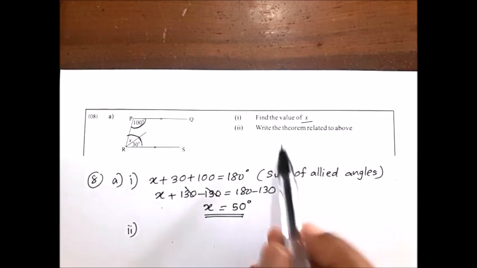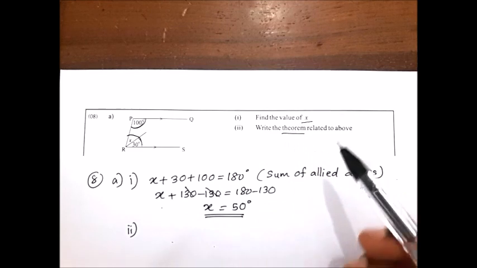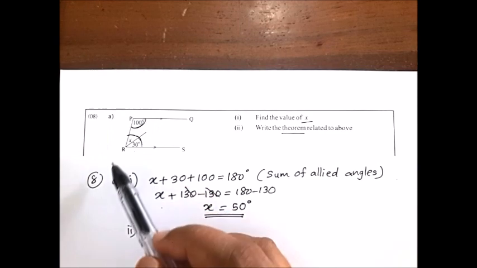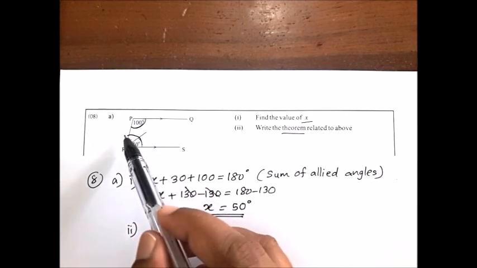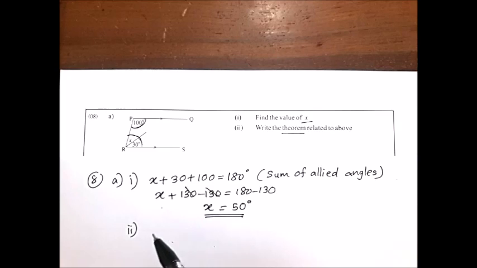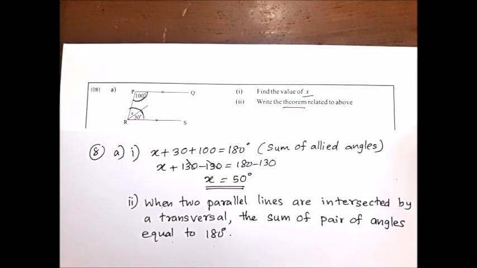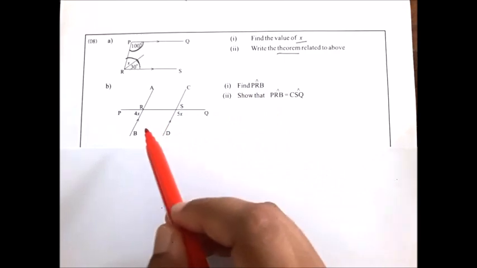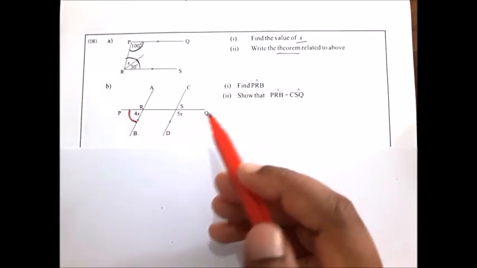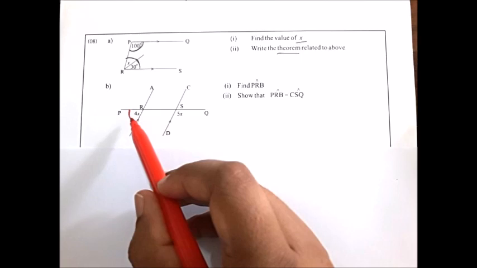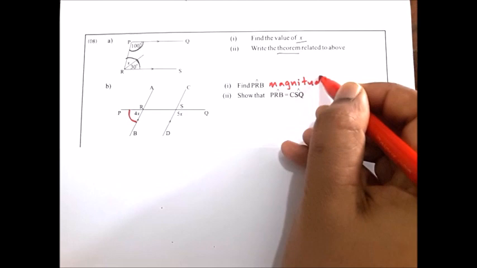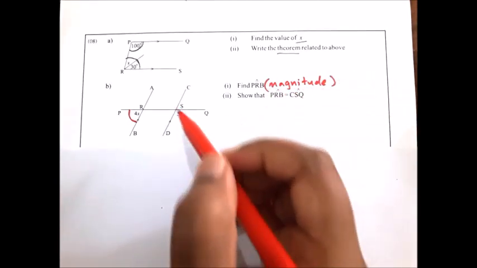Second part, write the theorem related to the above. When two parallel lines are intersected by a transversal, the sum of a pair of allied angles equals 180. Write down that theorem. And this is the answer for second part. Part B, find PRB. This is PRB. Here don't write PRB equals 4x. Find the magnitude of PRB.